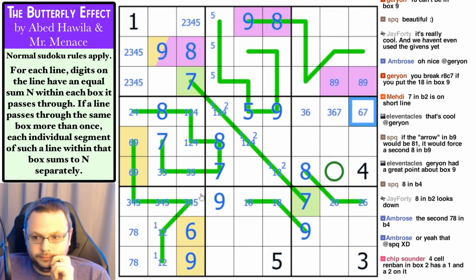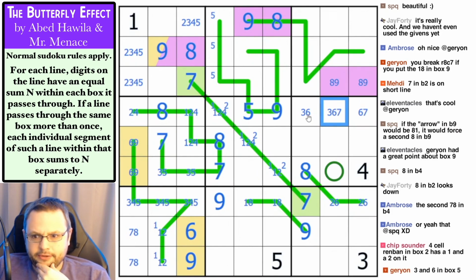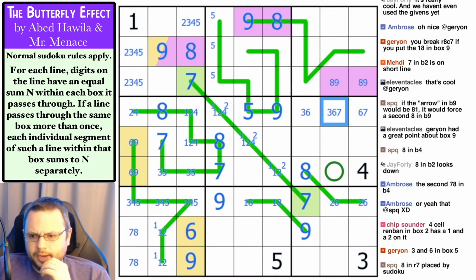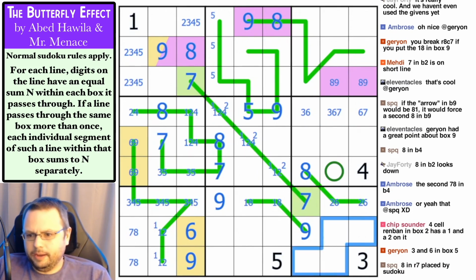Let's see. I still don't know if 7 is on this line yet or not, but I'm thinking about it. It is something I would like to know with my life. Let's see. I can fill in these 4 digits. That might be helpful.